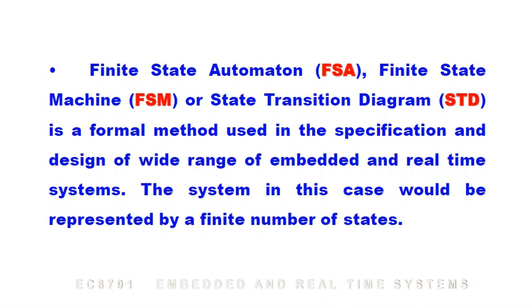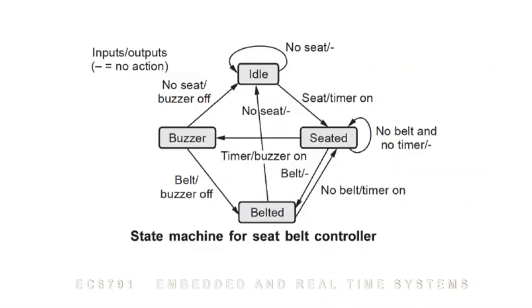Here, a finite state automaton, or finite state machine, or state transition diagram. This is a formal method used in the specification and design of a wide range of embedded and real-time systems. The system in this case would be represented by a finite number of states. Here is the state machine for a seat belt controller.